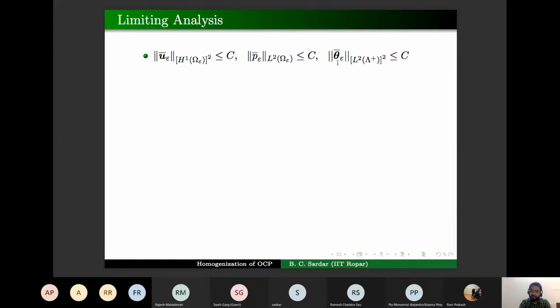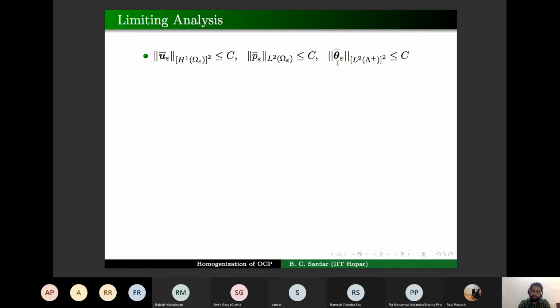So after using both results, we get the uniform bound for U epsilon, P epsilon, and theta epsilon bar. Okay, and now, due to the geometry of the domain, if you remember, our domain omega epsilon consists of two parts: the fixed part omega minus, and the oscillating region omega epsilon plus. The difficulty is that in the oscillating part we cannot extract a convergent subsequence, so we are going to use the unfolding operator.